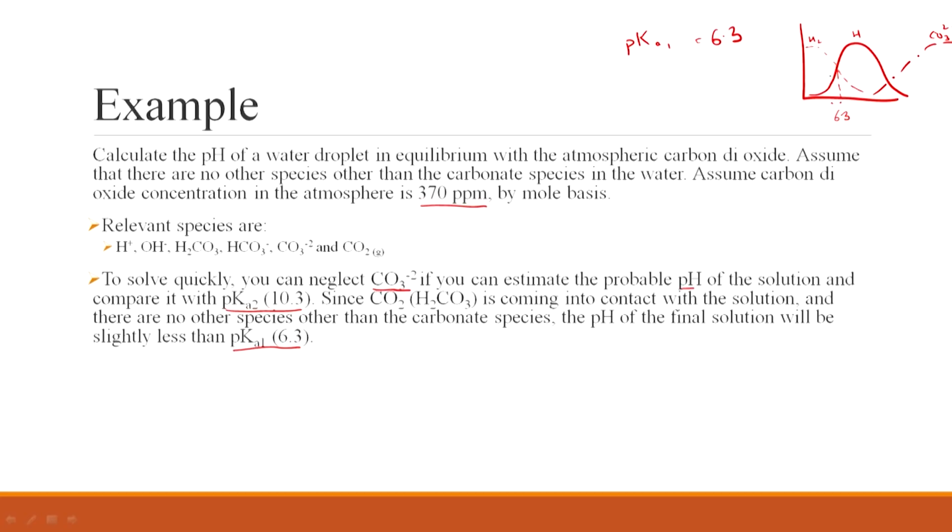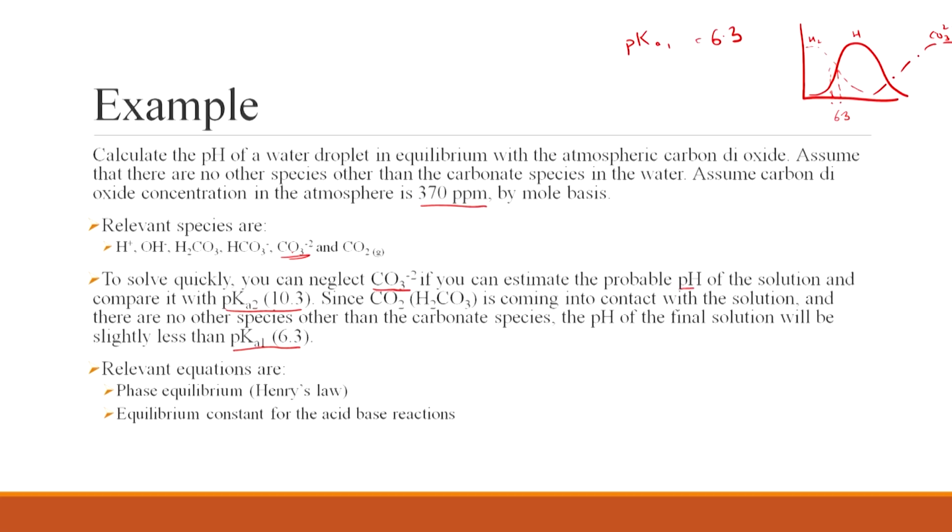So, if I assume that it is going to be somewhere out here, then at this pH there is not going to be any CO3 2 minus. So, you can neglect CO3 2 minus, which is something to keep in mind, and we will look at it later. The relevant equations are obviously Henry's law, the equilibrium constants for the acid-base reactions, which is what I was going to present, and we also had the water dissociation constant, and I guess I skipped ahead.